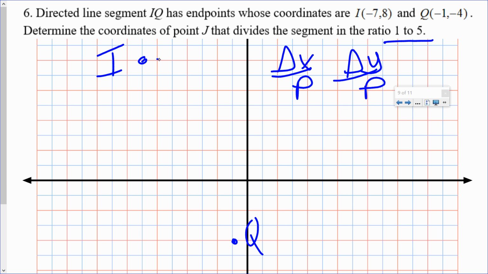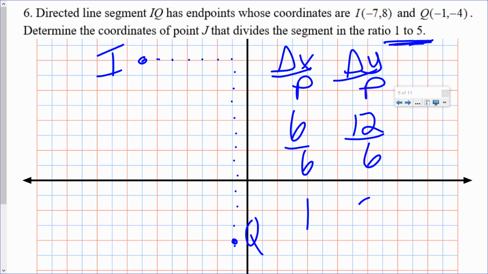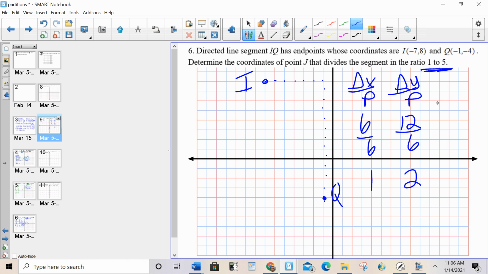Delta x, 1, 2, 3, 4, 5, 6. Delta y, 1, 2, 3, 4, 5, 6, 7, 8, 9, 10, 11, 12. So I've got 6 for delta x, 12 for delta y. The ratio is 1 to 5, so that means that P is going to be 6. 6 over 6 is 1, 12 over 6 is 2. That's the first step. Now that I have that, let's go to a different color. Let's go red.